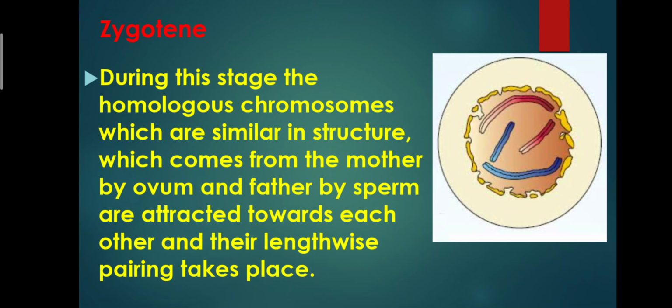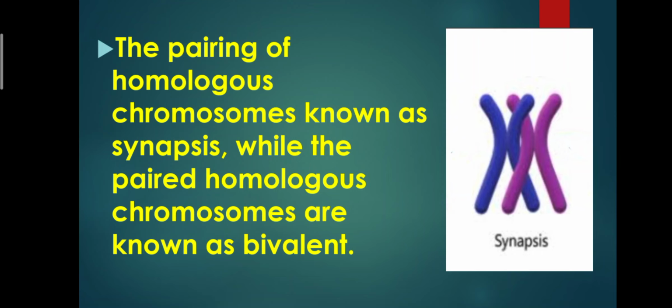Zygotene. During this stage, the homologous chromosomes, which are similar in structure, which come from the mother by ovum and father by sperm, are attracted towards each other, and their lengthwise pairing takes place. The pairing of homologous chromosomes is known as synapsis, while the paired homologous are known as bivalent.